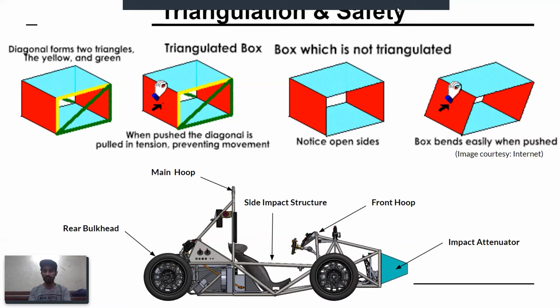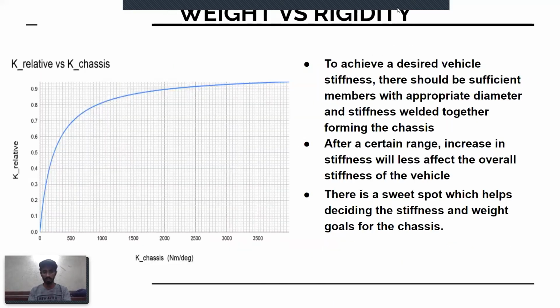For driver safety, two roll hoops, namely the front hoop and main hoop, are designed in a way that in case of rollover, those are the contact points to the road, protecting the person sitting inside and distributing the load in the chassis members in tension and compression to avoid getting into contact with the driver.